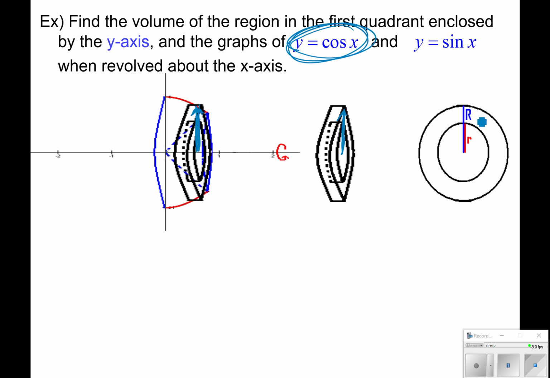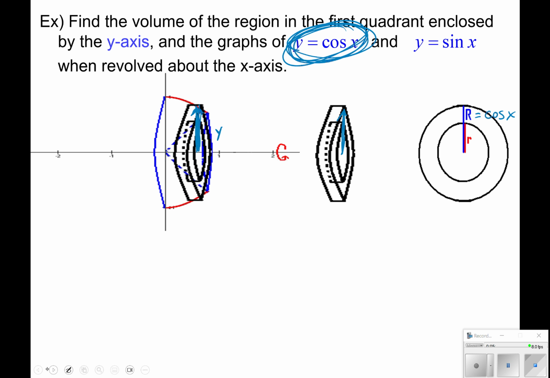So big R is just cosine of x, okay? Because we're measuring from the x-axis up, and that's your y value. So the y value happens to just be cosine of x. So big R is just cosine of x.